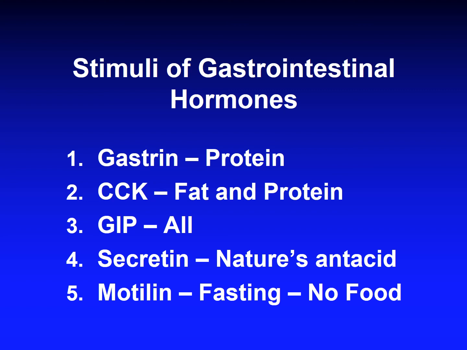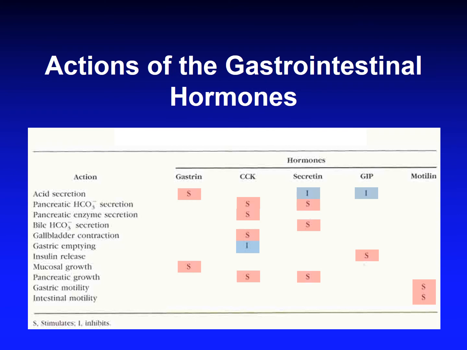What are the functions that these hormones do? Gastrin stimulates acid secretion and gastric mucosal growth. Since it's the only one released from the stomach, and acid is released from the stomach, gastrin stimulates acid secretion, and also it stimulates mucosal growth.